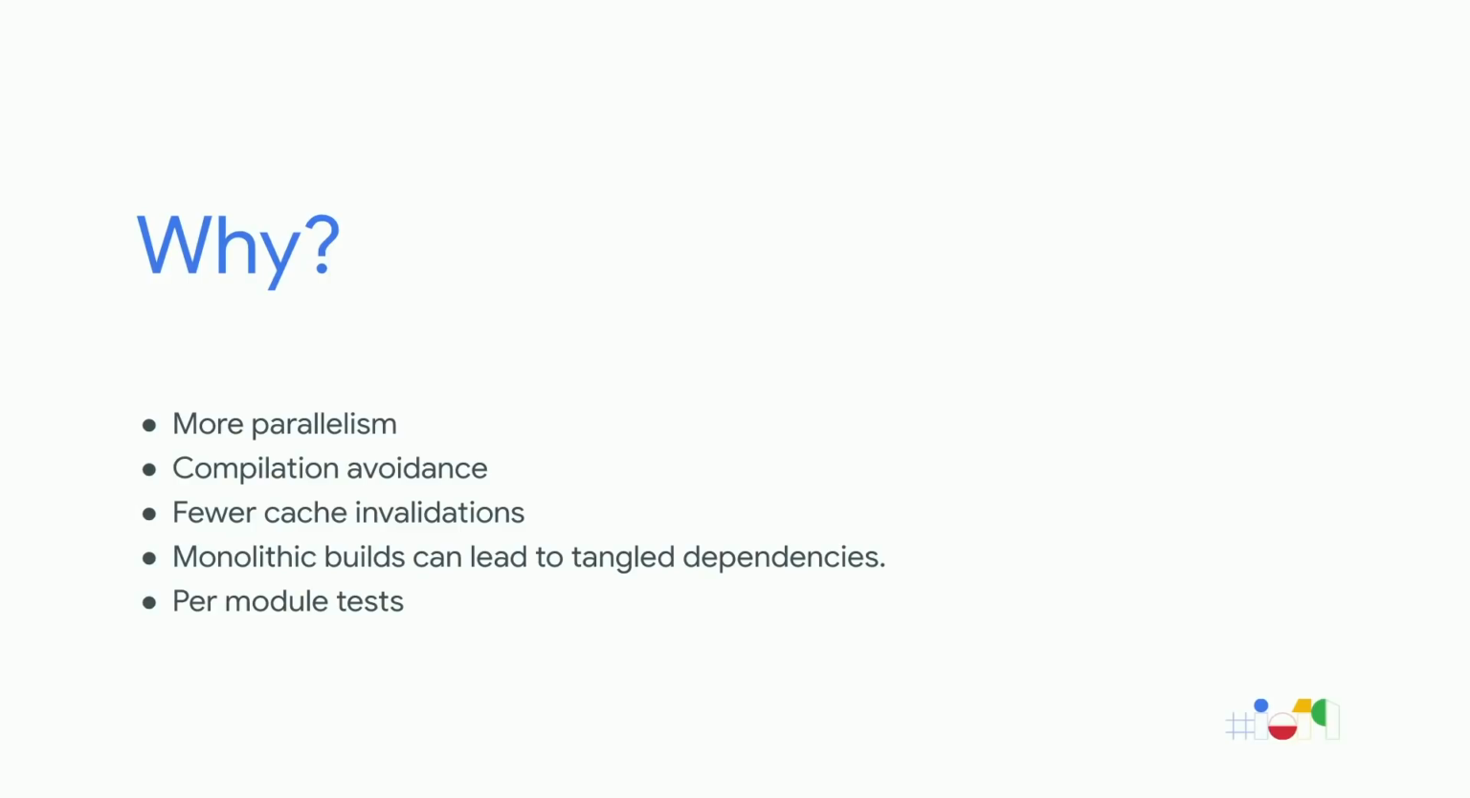So let me state the obvious. When it comes to builds, modularization is good. You, first of all, get more parallelism, so you are able to compile multiple projects at the same time. You also get more compilation avoidance because Gradle is able to skip certain libraries in cases. For your fetches, you're often invalidating fewer projects, so you get fewer cache invalidations. Additionally, you avoid tangled dependencies that you get from monolithic builds.